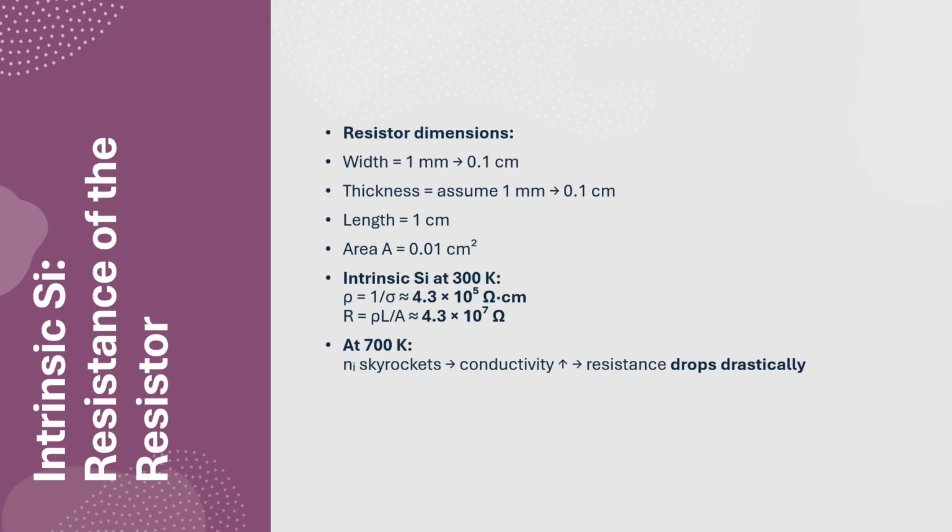So if we heat intrinsic silicon to 700K, the intrinsic carrier concentration increases exponentially. That means the conductivity increases dramatically, and then the resistance drops by several orders of magnitude.